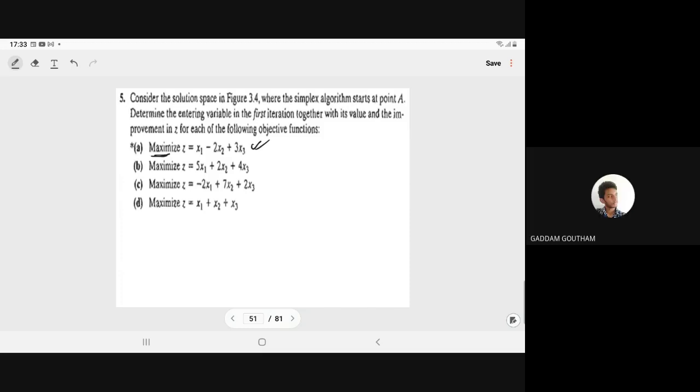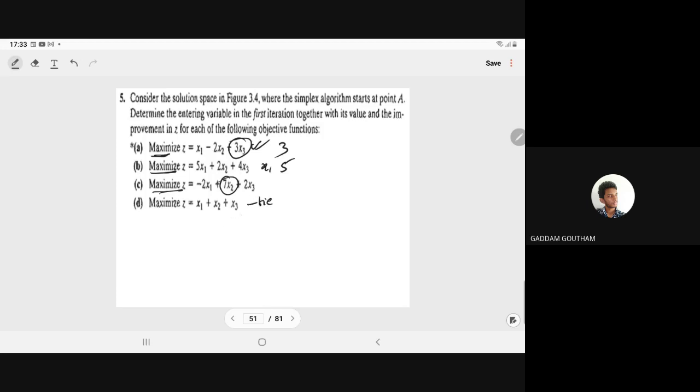X3, sir. X3, right? So in the direction of x3 you will move and total improvement will be 3. Similarly, maximize 5x1 plus 2x2 plus 4x3. So in the direction of x1 you move and improvement will be 5. When we have maximize z equals minus 2x1 plus 7x2, in the direction of x2 you have to move.